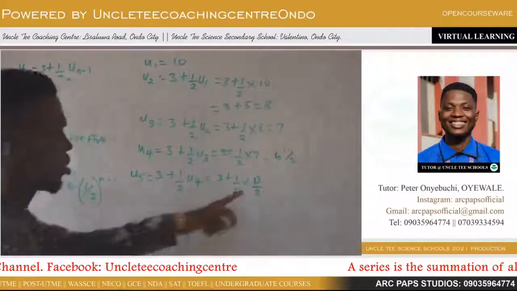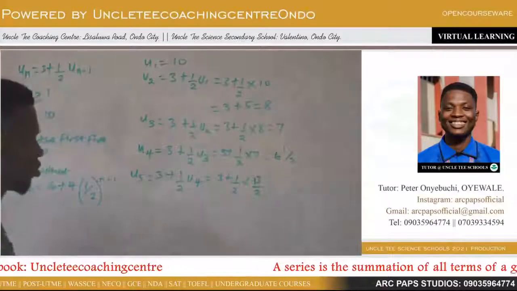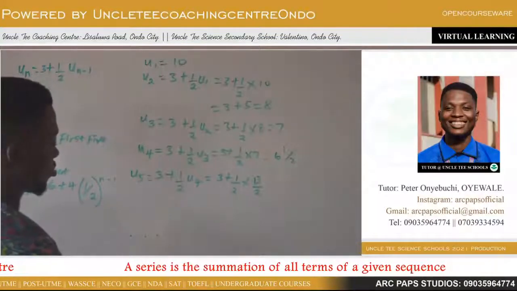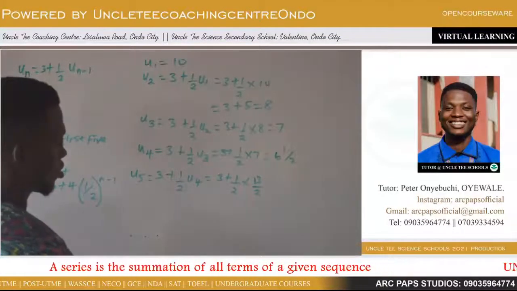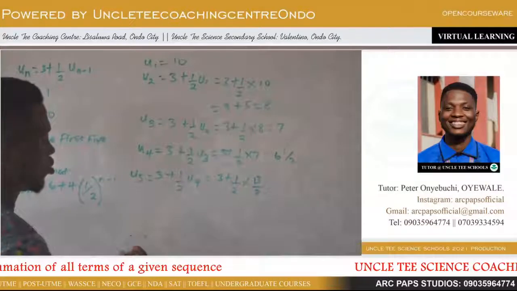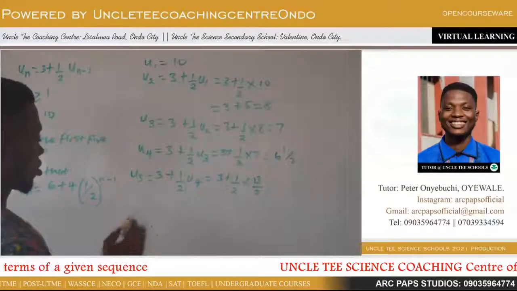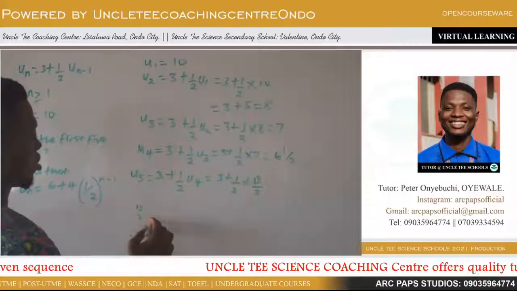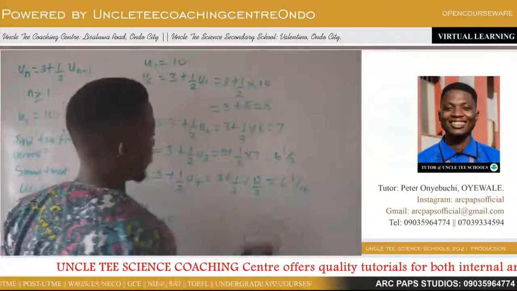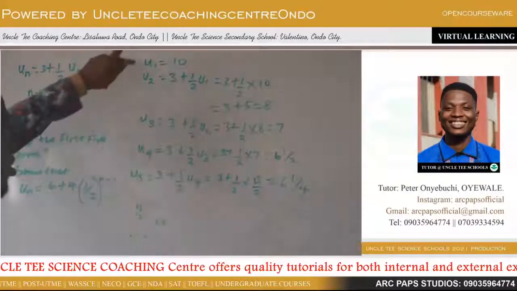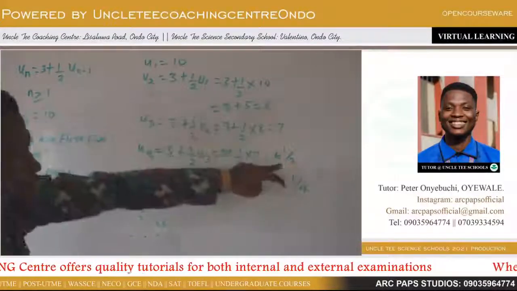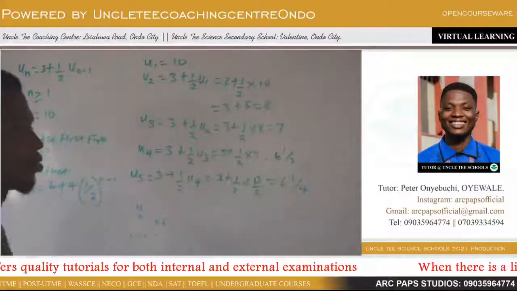Now this will be equal to 2 times 2, that is 4. So that will give us 3 plus 13 over 4. Now 3 plus 13 over 4, that will give us our final answer for u5. If we find the LCM, that is 13 over 4 plus 3, we are going to get u5 to be 6 and 1 over 4. Now our u1 is 10, our u2 is 8, u3 is 7, u4 is 6 and 1 over 2, u5 is 6 and 1 over 4.